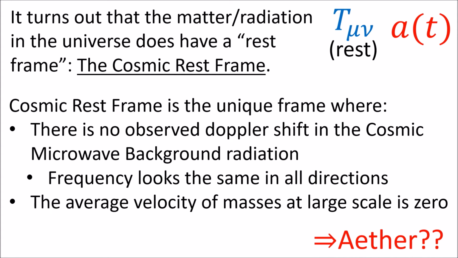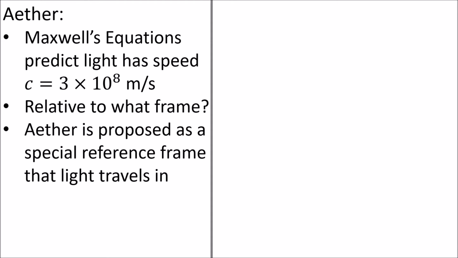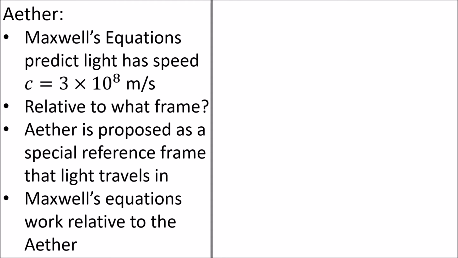Now, hearing about the cosmic rest frame, you might get the feeling that it's not any different than the ether reference frame that was proposed in the late 1800s. But the cosmic rest frame and the ether are not the same thing. The reason that physicists proposed the ether is that Maxwell's equations predicted that light waves had a speed of 300 million meters per second in a vacuum. But the equations didn't specify which frame this speed was measured relative to. The ether was proposed as a special reference frame that light travels in, and Maxwell's equations would only work when calculated relative to the ether frame.